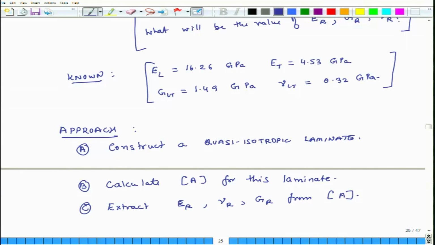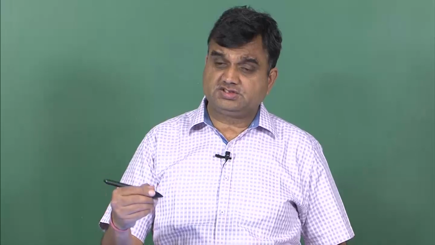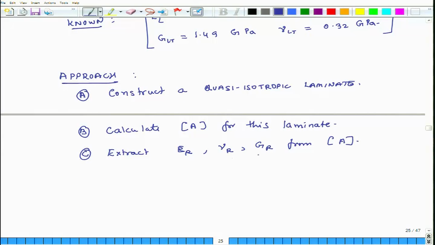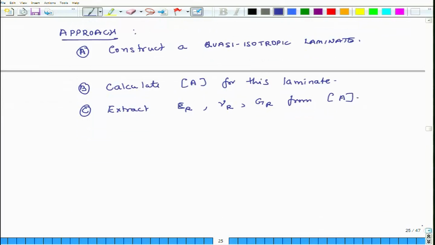So, first I generate a quasi isotropic laminate. Let us say it is 0, plus 60, minus 60. Suppose it has just 3 layers. For this kind of laminate, I can calculate its A matrix, and from the elements of that A matrix, I calculate ER, mu r and GR, and I will explain the procedure for that.